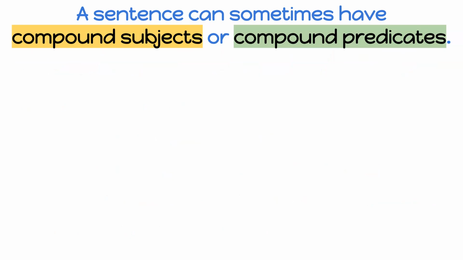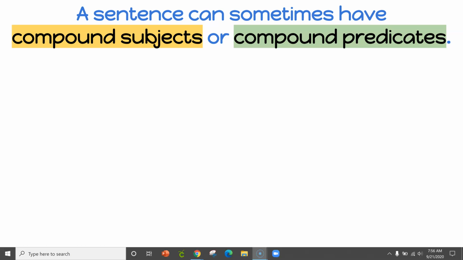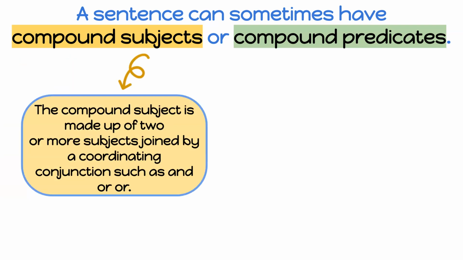Now, while we talked about simple and complete subjects and predicates yesterday, we did not talk about compound subjects or predicates. A sentence can sometimes have a compound subject or a compound predicate, or sometimes both. Let's take a look at what a compound subject is. The compound subject is made up of two or more subjects joined by a coordinating conjunction such as and or. So this just means that there might be two things or people that the sentence is all about.